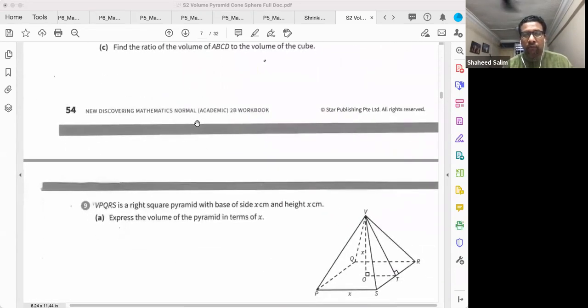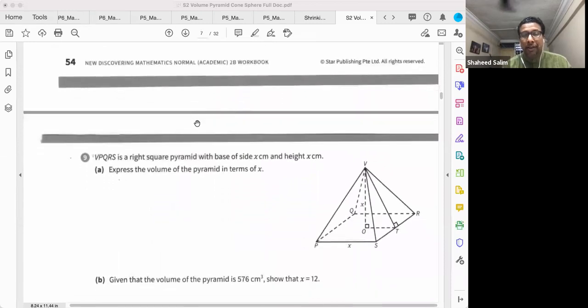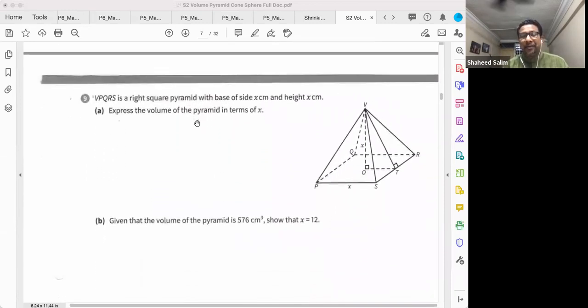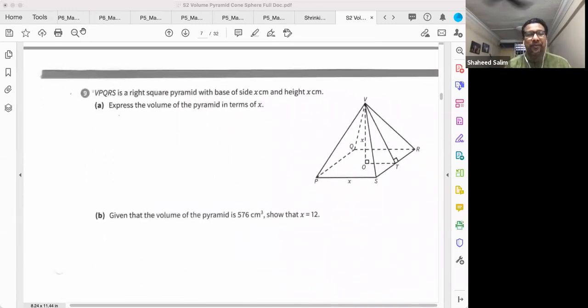Let me see. Express the volume in terms of x. Okay, please try this. Find the volume. Remember the formula, base area times height divided by 3. That's the formula. You've got to write it down somewhere. Your teacher should give the same formula. Base area times height divided by 3.